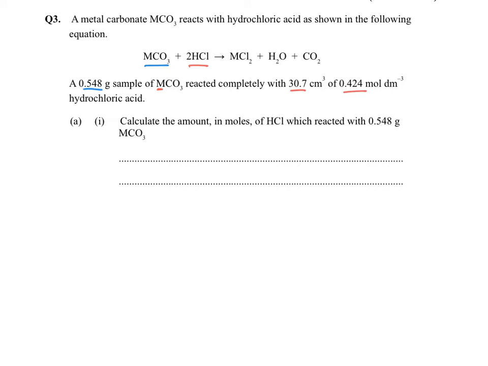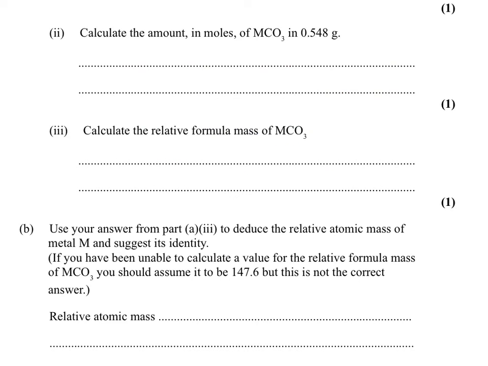The only place we can start is with the HCl, and the first part of the question asks us to calculate the moles of HCl. So it's a usual volume times concentration calculation. So if you put the numbers into your calculator, you should end up with a number of moles of 0.013. Okay, we now need to calculate the amount in moles of the metal carbonate. It says in 0.548 grams. That's a little bit of a red herring. That is just the mass that you were given in the question, so don't let that one throw you.